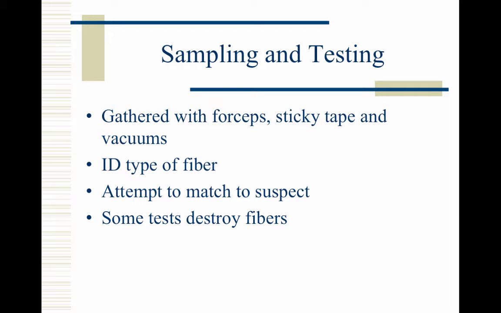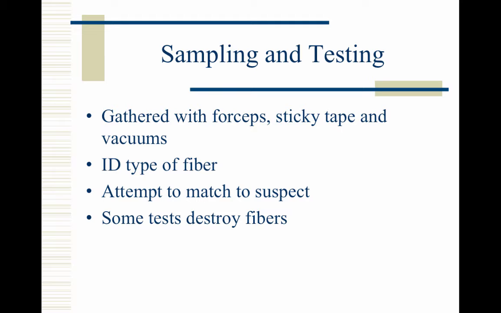So it's important to be accurate in recording where fibers are found. If it's not accurate or incomplete in the recording, the evidence may be inadmissible in court. Fibers are often found in very small amounts, sometimes maybe a single fiber. So the first task is to gather the fiber, and you can use forceps like tweezers, sticky tape, or vacuums. Vacuums are probably the least preferred method. It's more important to record exactly where you got the fiber.